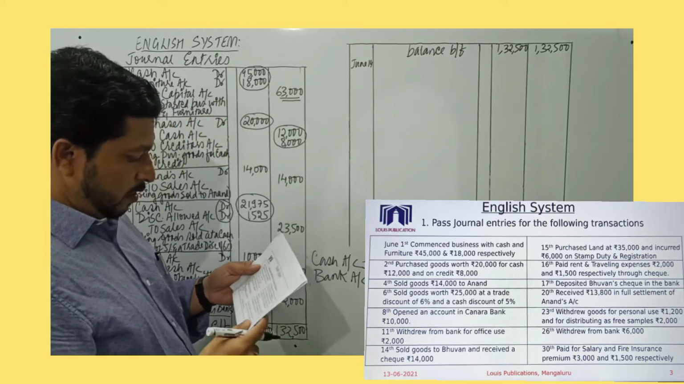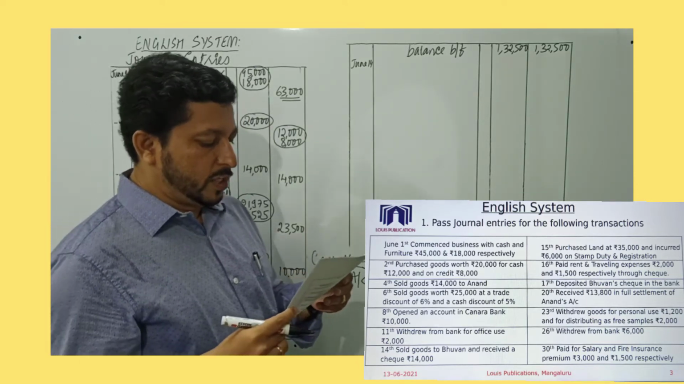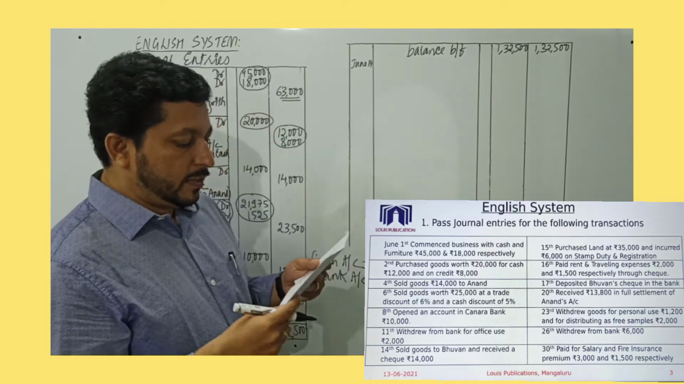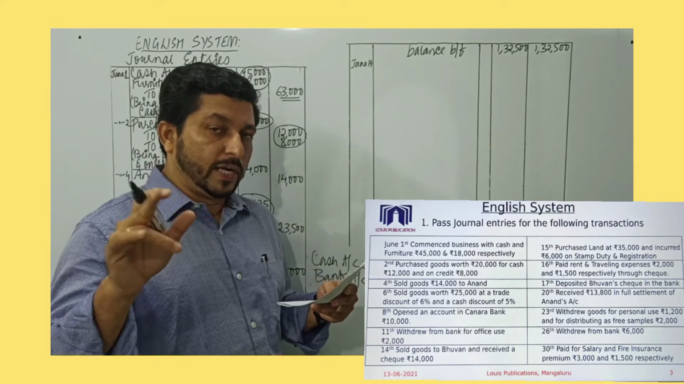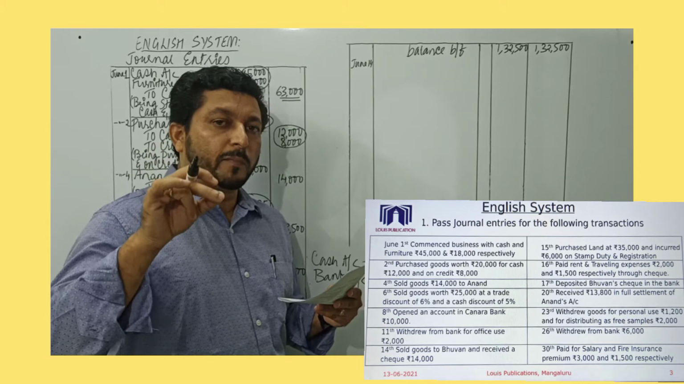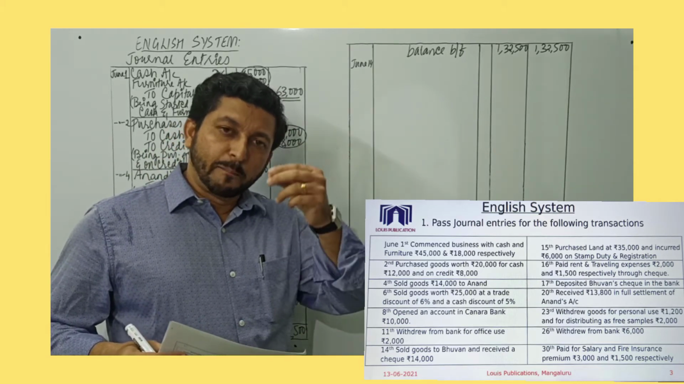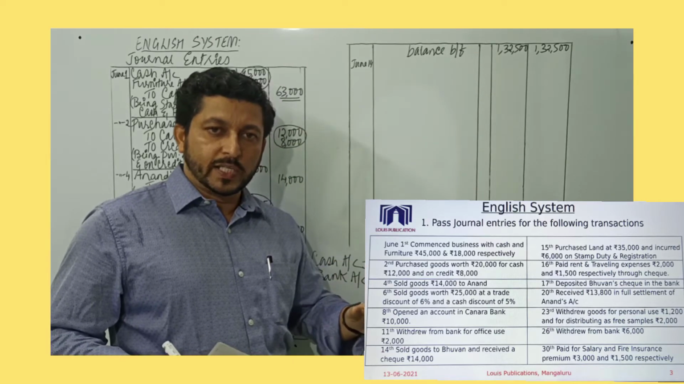June 14th. What is the transaction? Sold goods to Bhuvan and received a check, 14,000 is given. Now if you read further, there is deposited Bhuvan's check in the bank and date given is 17th. So that's a very, very important point here. If you receive a check on one day, and if you deposit on the same day, then you will record it as bank account itself.